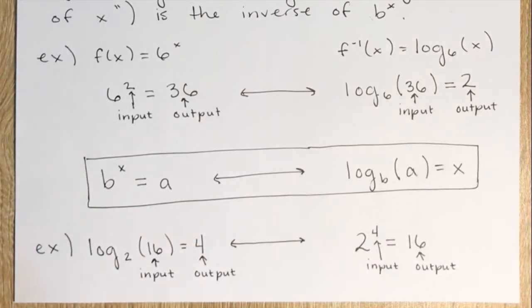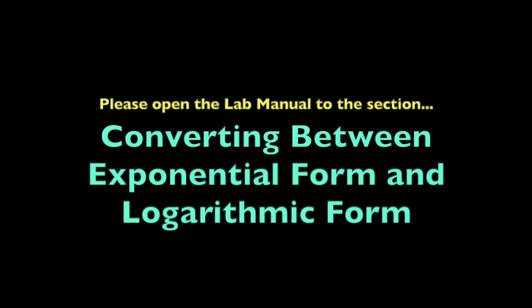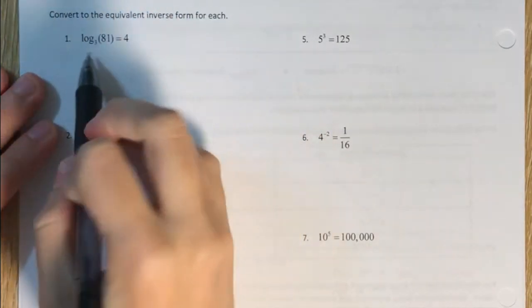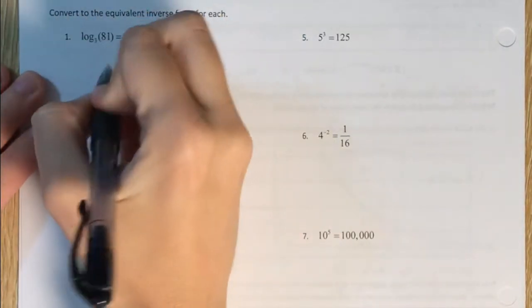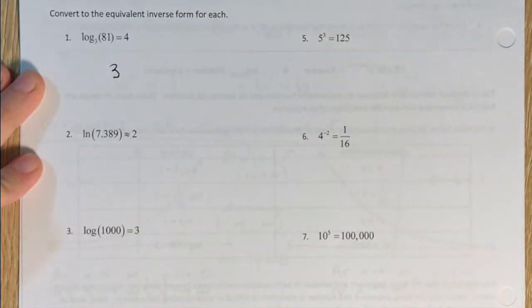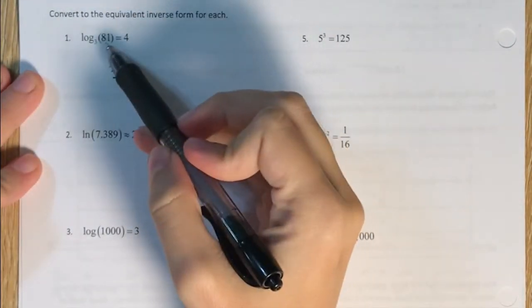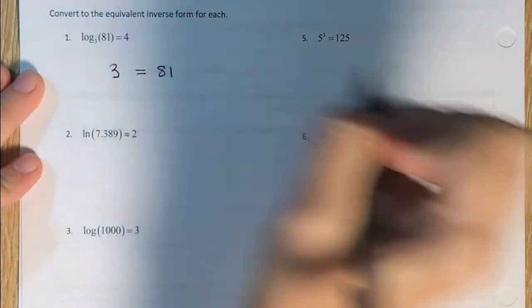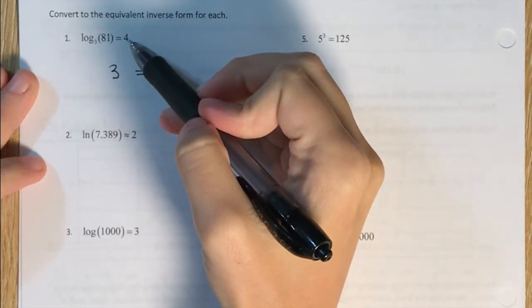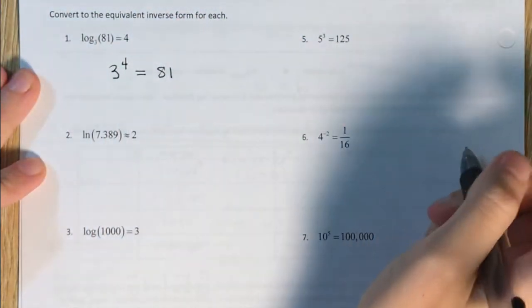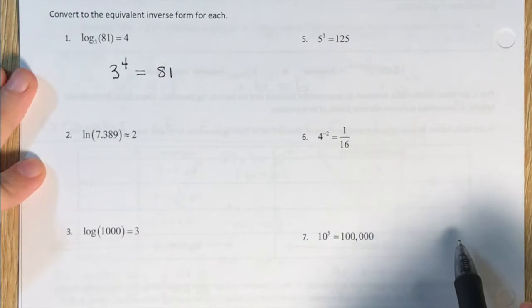Okay, let's give this a shot in the lab manual. So this is part 1 of the section converting between exponential form and logarithmic form. I'm looking at the first one. I've got a log of base 3. That means for my exponential, I'm going to have a base of 3. Now I need to swap my input and output. My input, what's going into the function, is 81. So that is going to be my new output. So I'm going to go ahead and put it over here. And then on this side, we've got 4. That was my old output. Now that's going to be my input that's going into the exponential function. So I have 3 to the 4th equals 81.